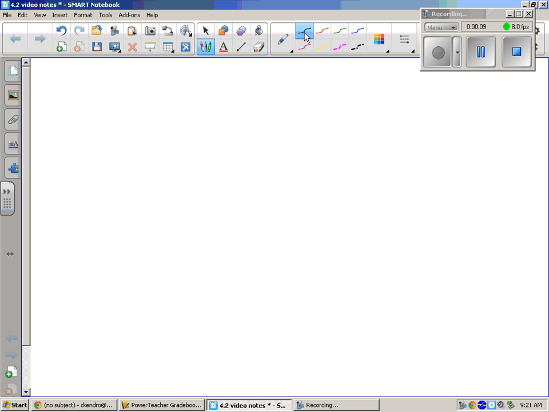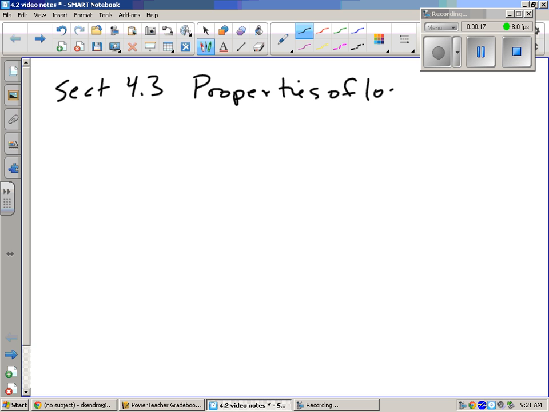Alright, today is section 4.3. We're going to talk about properties of logs. Other than being wooden chunks of a tree, properties of logs are very important, and we're going to be using these the rest of this chapter, so make sure you learn them well.